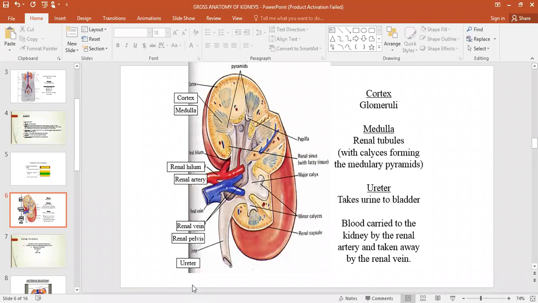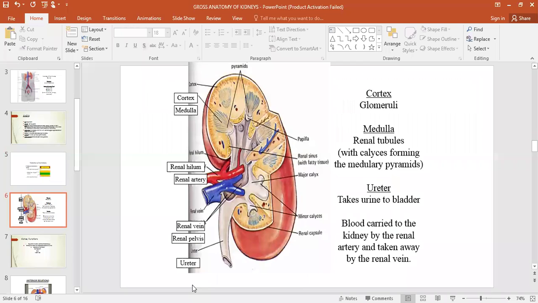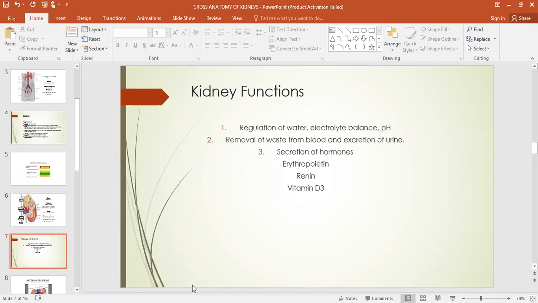And then we come to the coverings. Kidneys are covered by the renal capsule or fibrous capsule, which surrounds the kidneys. Then is the perirenal fat or adipose tissue. Okay, then is the renal fascia of Gerota, and then is the pararenal fat, which is also part of the retroperitoneal space.